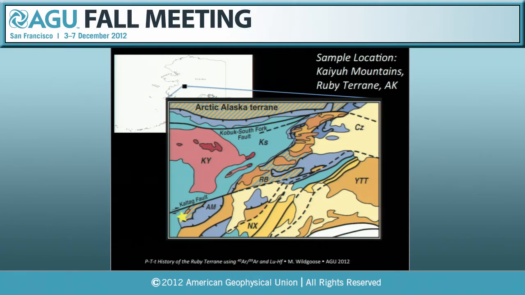I took two samples and been doing a lot of geochemical analyses on them. As you can see here, this is a very complicated area. What we're really trying to do is put some dates on the PT history of some of these terrains. The Ruby Terrane is quite small, but it does serve in a general way as a proxy for the Arctic Alaska terrain, and not a lot of geochronology has been done on this area, so this is the first absolute dating coming out of the Ruby Terrane.